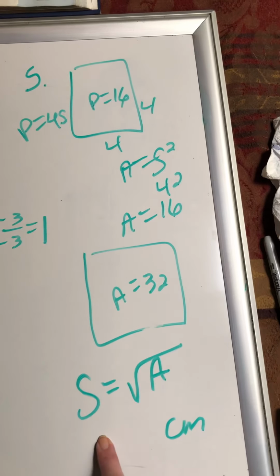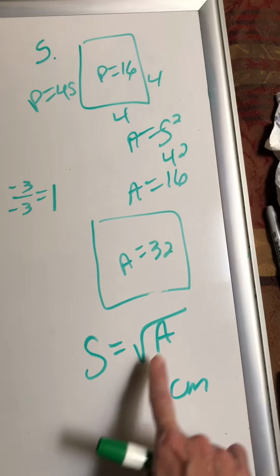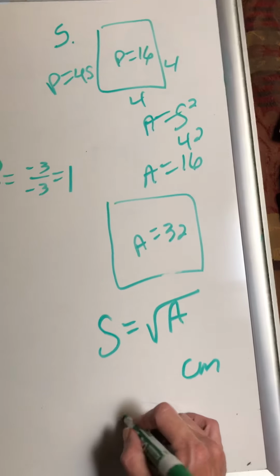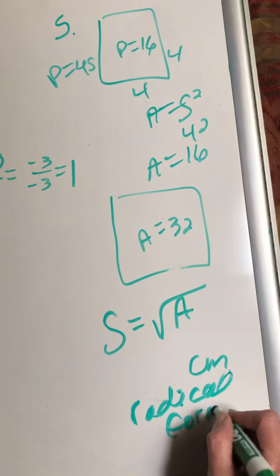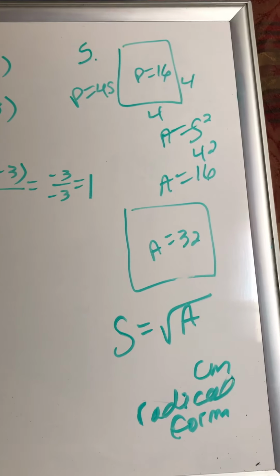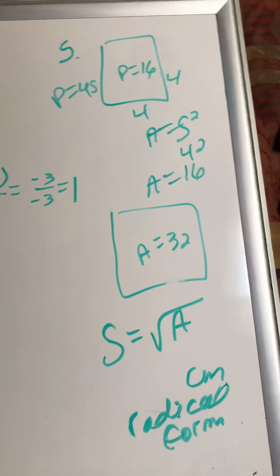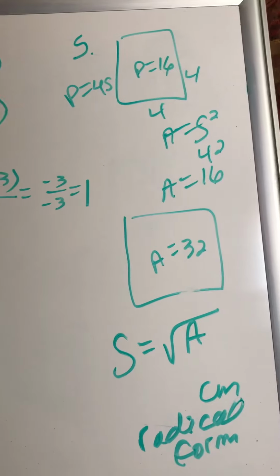Now to find a side length, I take the square root of the area. So you take the square root of the area and you leave it in simplified radical form. So you need to make sure you simplify it as well, and make sure you put centimeters. Okay, that's number 5. Then you skip to number 7.